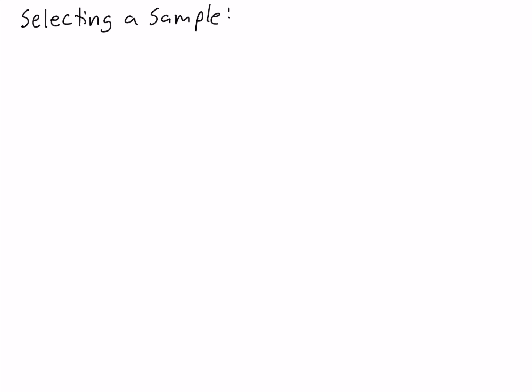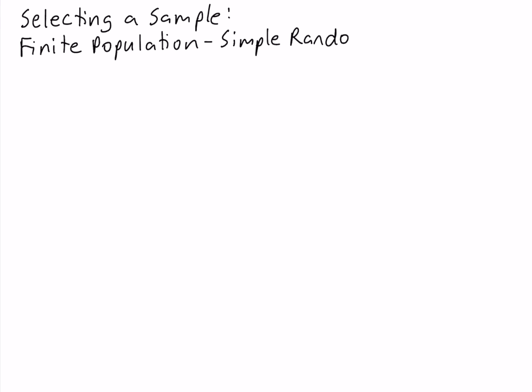Now, when we're selecting a sample from a population, the method we use depends on whether we're sampling from a finite population or an infinite population. So let's start with a finite population. If we're sampling from a finite population, we want to take what's called a simple random sample.